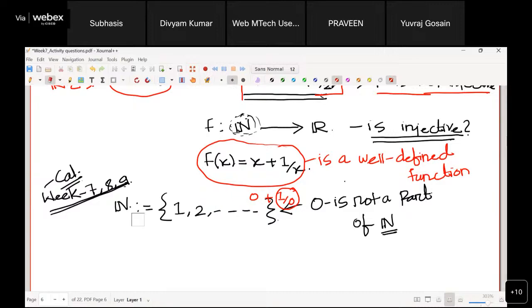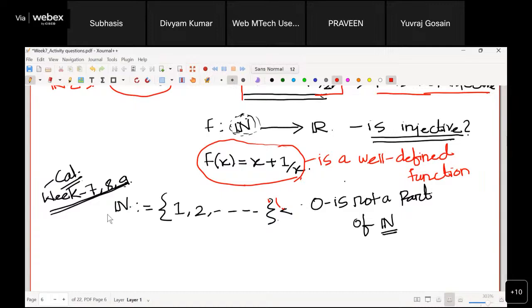Okay, so let me tell you again, 0 is not a part of natural number. That's why this function is well defined. I can take the inverse of a natural number, a non-zero number. Since 0 is not a part of n, this is a well-defined function. Okay, so let's come back to the question.